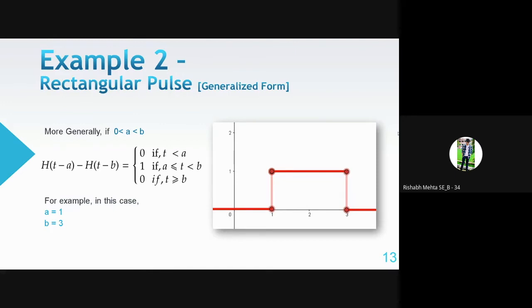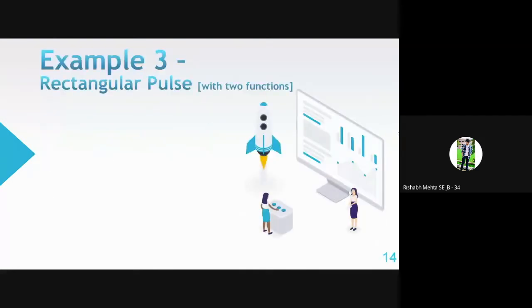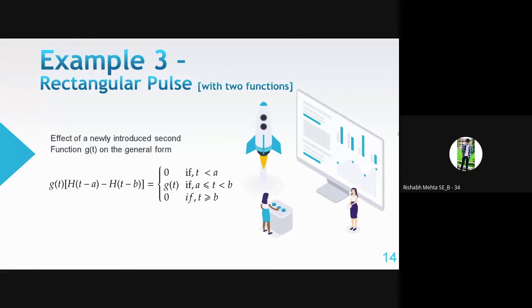Now, let us take a look at what will happen if we introduce one more function to this general equation. Here, we will introduce a function g of t to our general form equation. The only change that it will make to our general form is that instead of the value being 1 when t is between a and b, the part of the graph between a and b will now look like the function g of t itself.